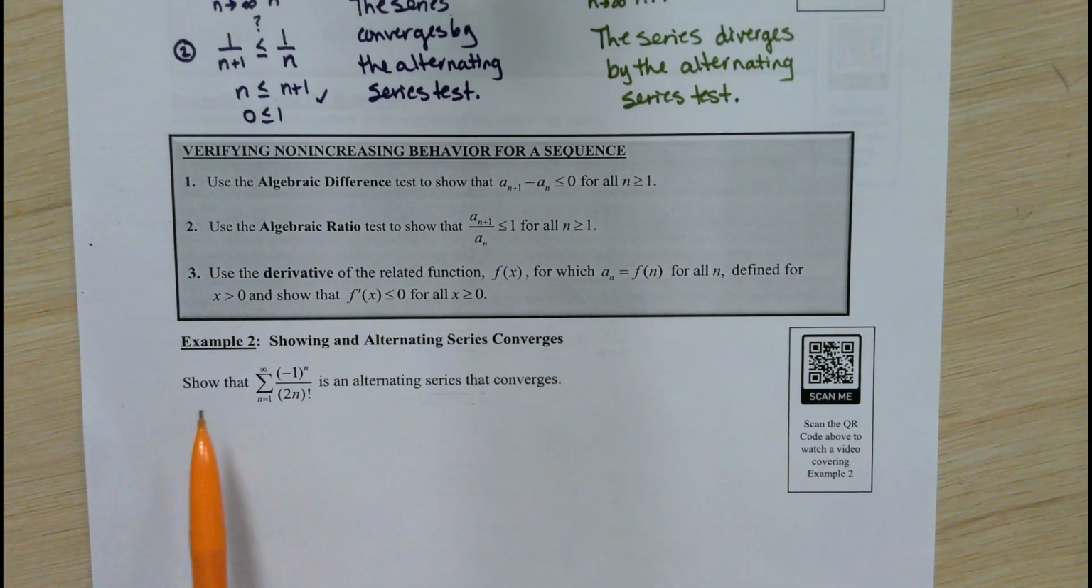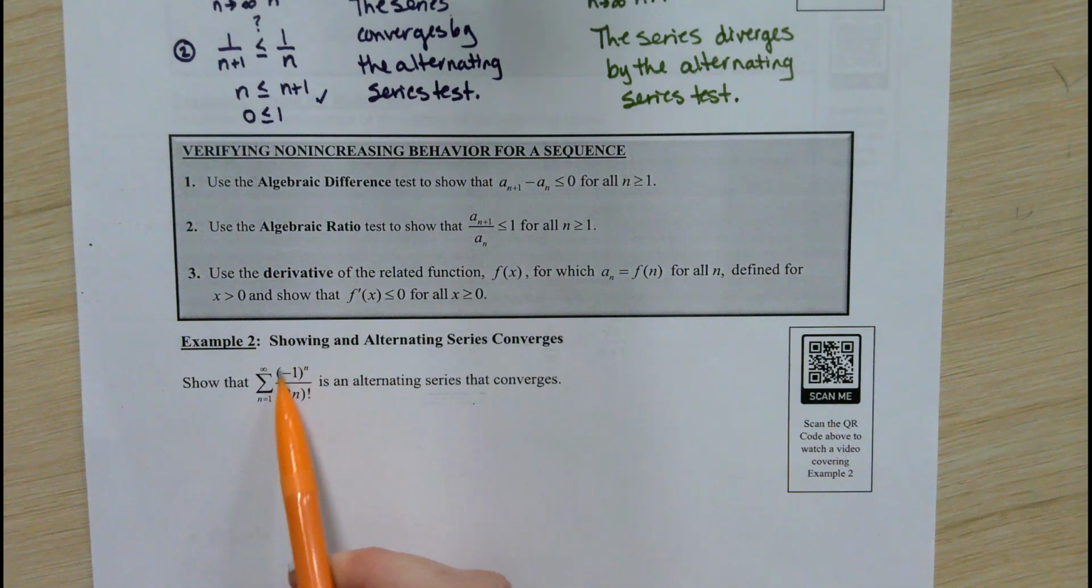Okay, example 2 is the same. We're going to show that this series is an alternating series that converges. So we can see the alternating part of it here.